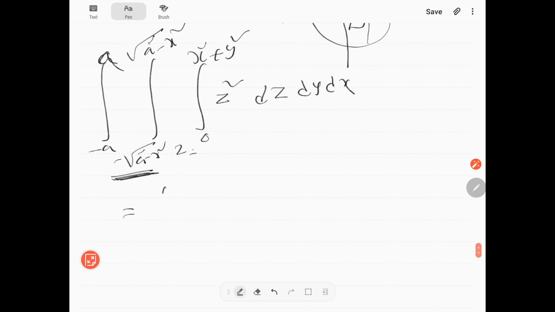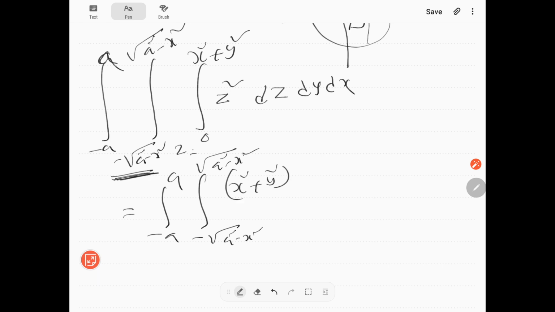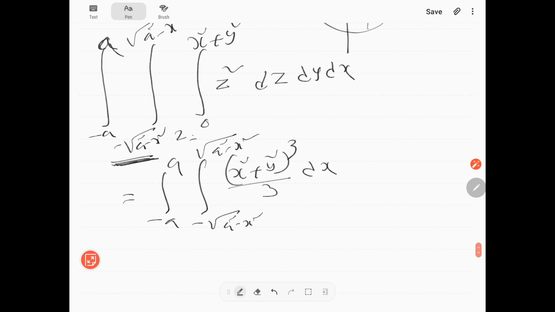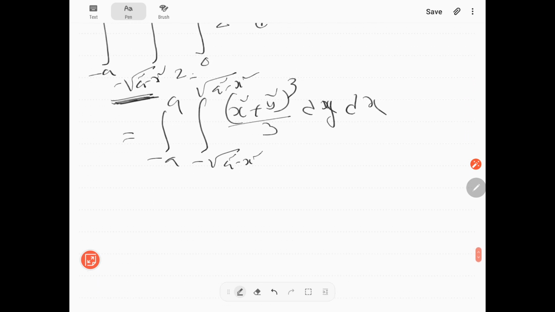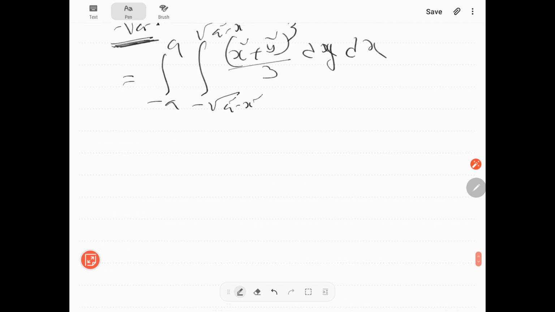Okay, this is the integral from minus a to a, integral from minus root of a square minus x square to plus root of a square minus x square, and the integral of dz, z square integral is z cube by 3. If I substitute the limits, I'll get x square plus y square whole cube by 3, dy dx. Next, I need to integrate with respect to y. Whenever I integrate with respect to y, my x is constant. So 1 by 3, I am taking it out.